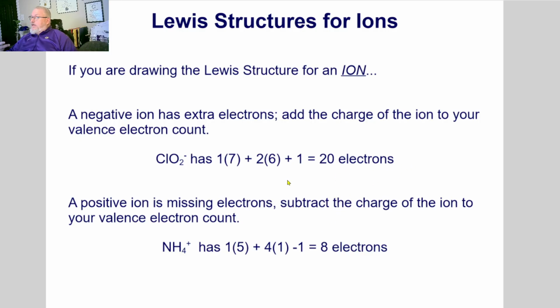And there's not very many of them, but if you have a positive cation, it's missing electrons. It has a positive charge. So all we have to do is subtract the charge of the ion from the valence electron count. Now there's not very many of these. The most usual one you're going to see is ammonium, NH4 1 plus. So nitrogen has 5 valence electrons. Hydrogen has 1, but there's 4 of them, so that's 5 plus 4, that's 9. It's got a plus charge, minus 1, there's 8 electrons.